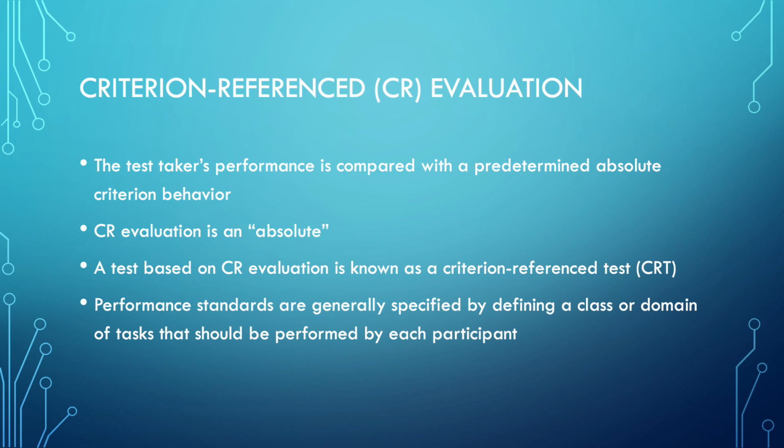These performance standards are generally specified by defining a class or domain of tasks that should be performed by each participant. So a fitness example would be a PACER test. Prior to taking the PACER test, you need to hit X level in order to get an A, and this level to get a B. It's an absolute value. It doesn't matter how anybody else scores. You have to meet that threshold in order to get the associated grade.